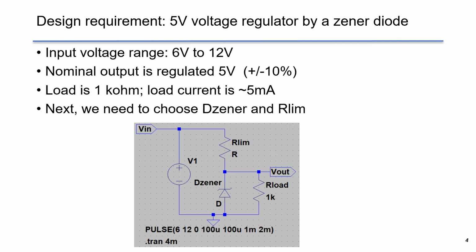Next, we will choose the Zener diode and the current limit resistor to complete this design. This is the schematic for the design. We have a current limit resistor and we have a Zener diode to regulate the voltage here. 1 kΩ is the load resistor.